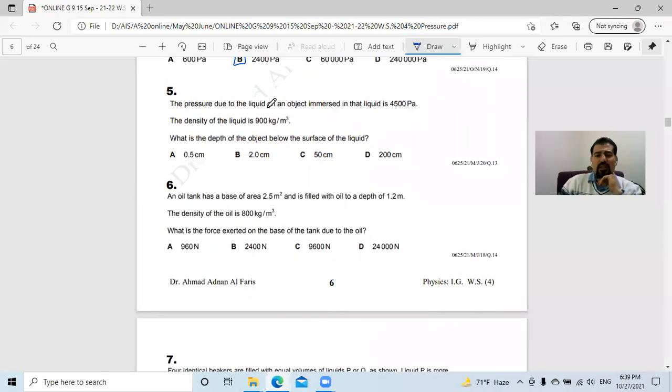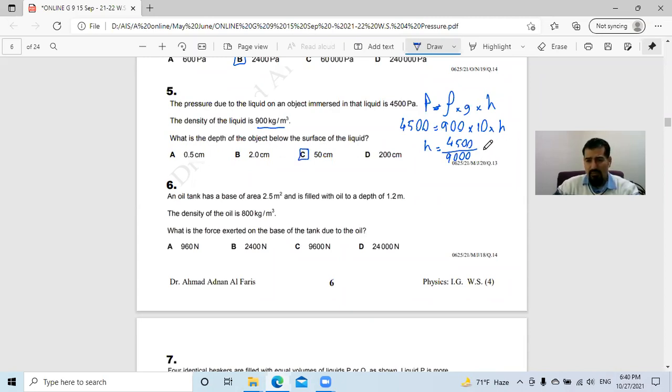The pressure due to the liquid on an object immersed in a liquid is 4,500 Pascal. The density of the liquid is this value. At what depth must the object be lowered below the surface of the liquid? Now we know that pressure equals density multiplied by gravity multiplied by depth. So the pressure, which is 4,500, equals the density, which is 900, multiplied by 10, the gravity acceleration, multiplied by depth. So the depth equals 4,500 divided by 9,000. And the answer will be how much? It will be half a meter.